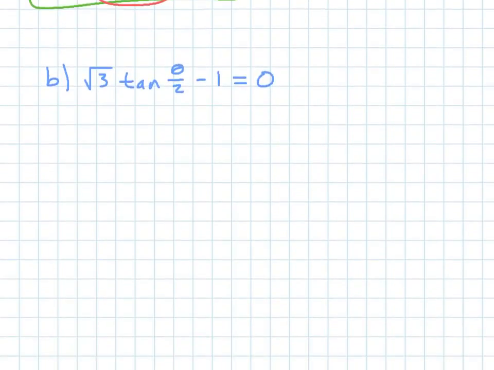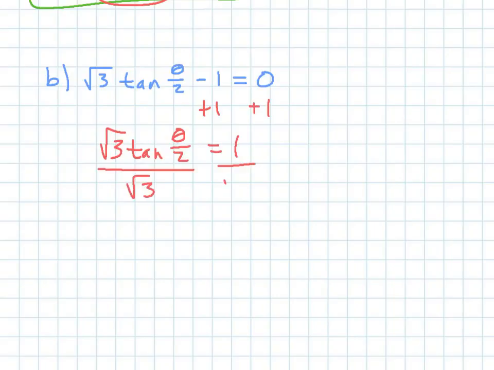So here you have square root of 3 times tangent of theta divided by 2 minus 1 equals 0. So here, same thing. Solve for tangent of theta divided by 2. So I want to add 1 to both sides. And that gives me square root of 3 times tangent of theta divided by 2 equals 1. Divide by square root of 3. That gives me tangent of theta divided by 2 equals 1 over square root of 3.